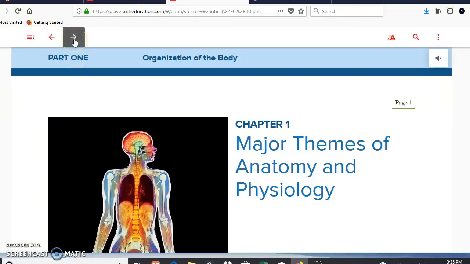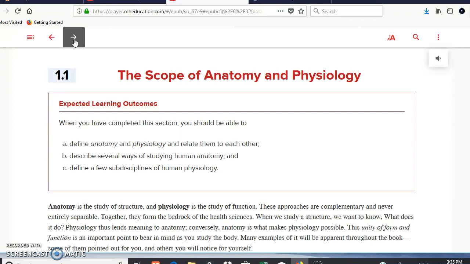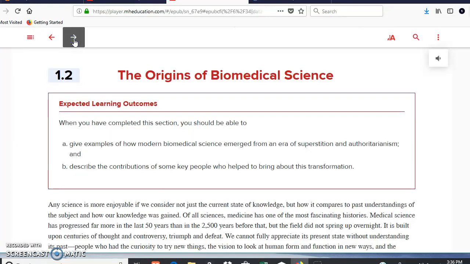Okay, chapter 1 is major themes of anatomy and physiology. Let's look at the scope of anatomy and physiology. What is anatomy? Anatomy is the science that studies the structures of the body, and physiology is the science that studies the functions of the body. That's all you need to know regarding this item. Let's go to the next topic.